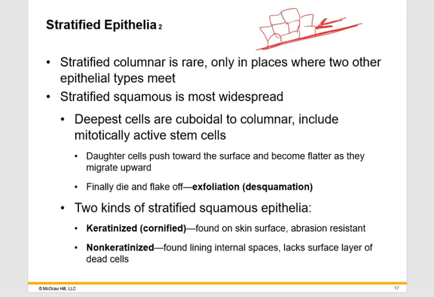Looking at the most common type, the stratified squamous epithelia, it can exist as a keratinized or non-keratinized form. Keratinized means it has keratin, a waterproofing, very tough protein put into the cells. We see that on the surface of our skin. And then non-keratinized would mean you just don't have that really tough protein stuck in there.